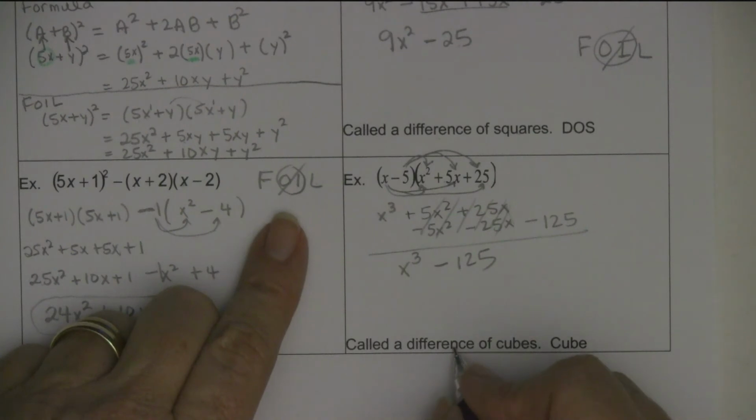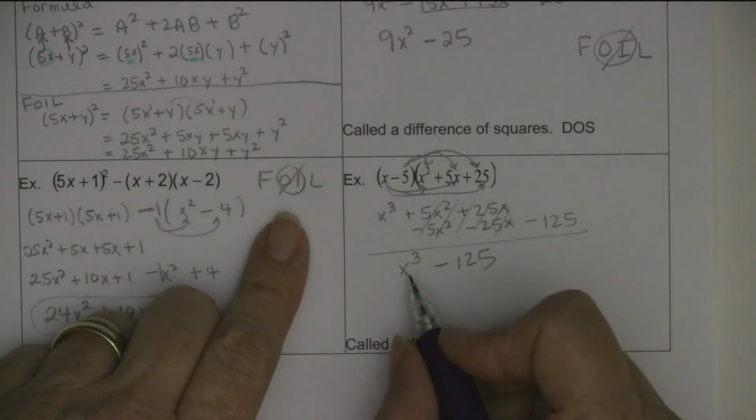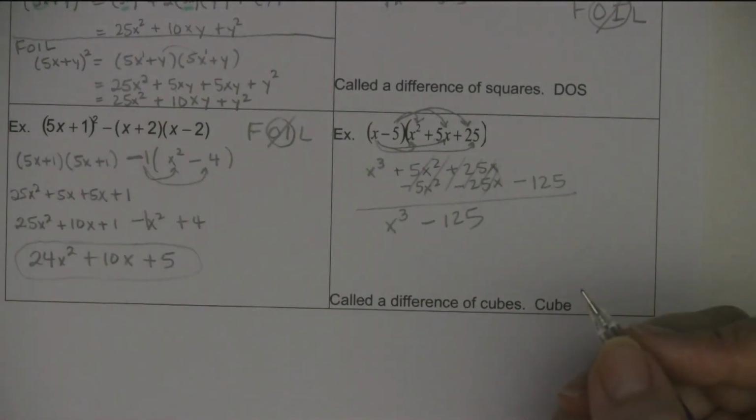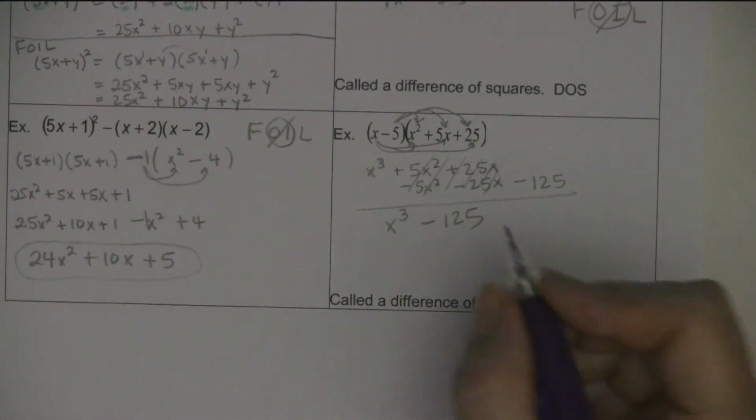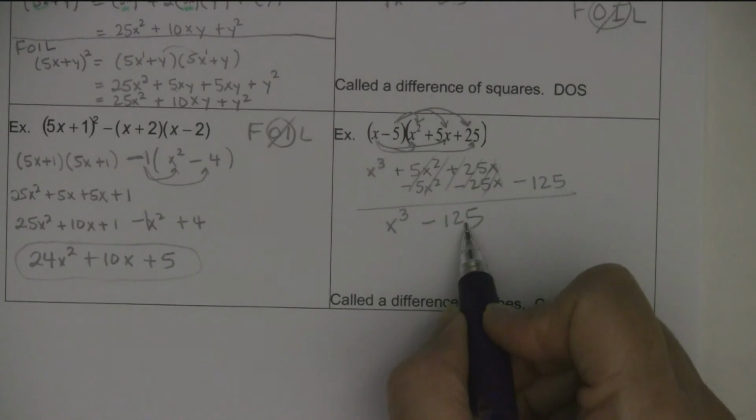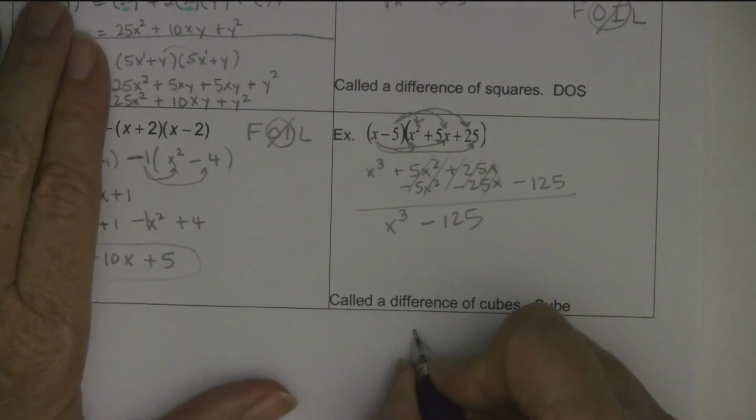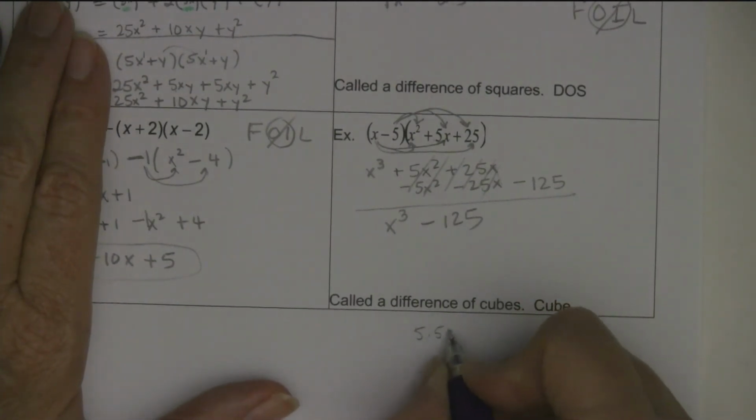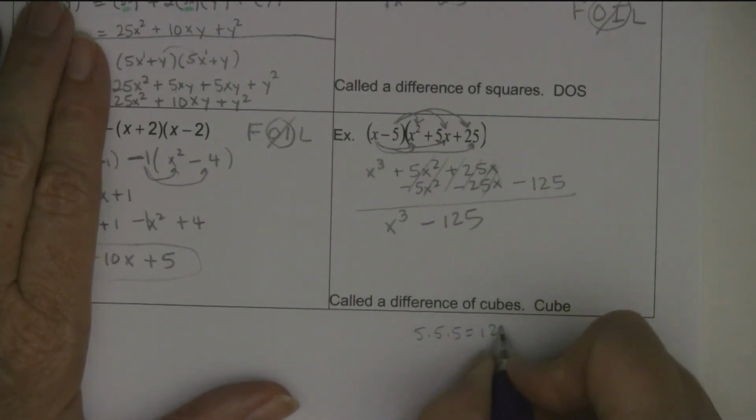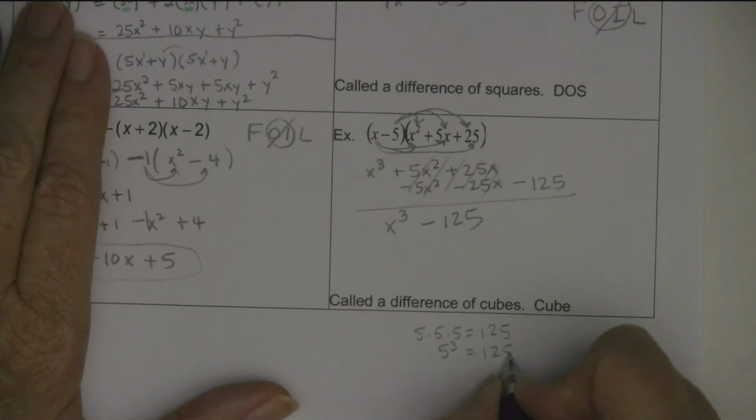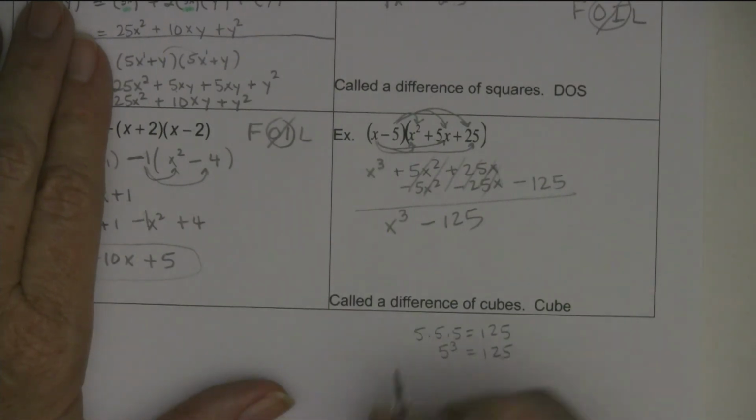And they call that a difference of cubes. And the reason it's a cube is that there is a number that when I multiply it by itself 3 times, it equals 125. And that number's 5. 5 times 5 times 5 is 125. And you can write this as 5 to the third. That's why it's called a cube. And that's 125. So 125 is a perfect cube.